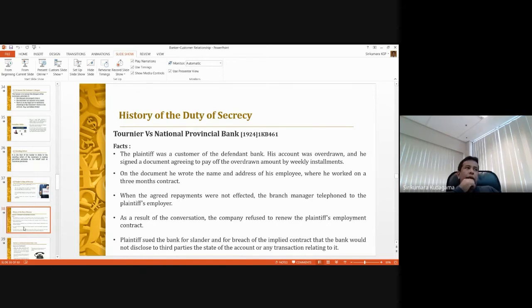And the employer didn't want to extend this man's employment contract, having heard that he had defaulted on banks and so on, having heard his bad credit history. The employer didn't want to keep him in his employment. So Tournier lost his job. So Tournier sued the bank for slander, that is, a kind of defamation, and for breach of implied contract that the bank would not disclose confidential information pertaining to his account.